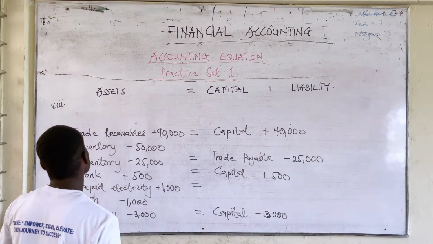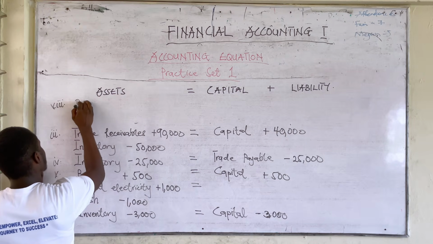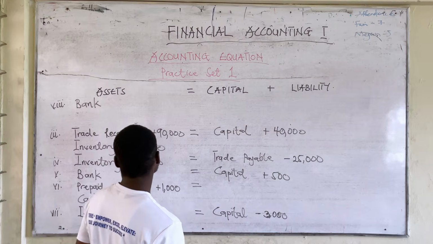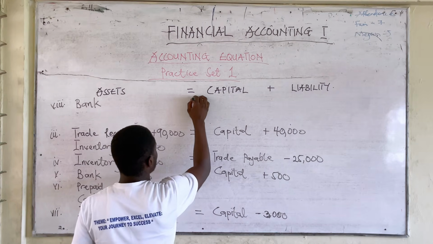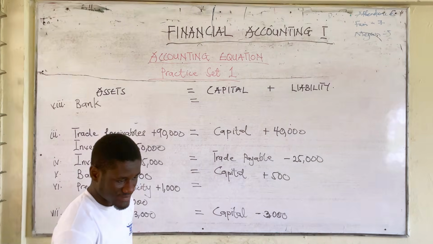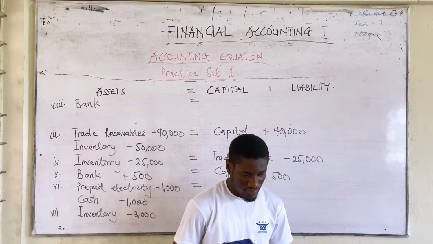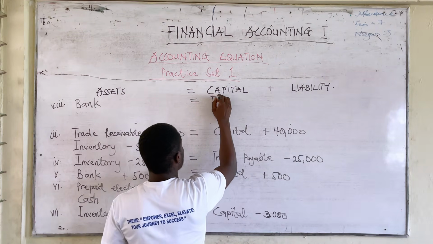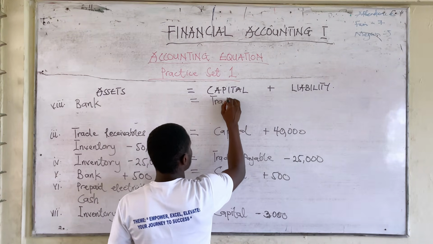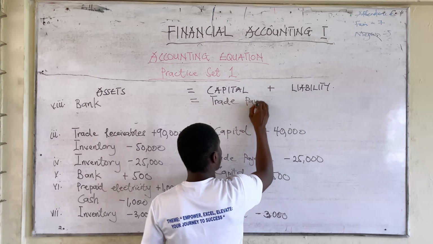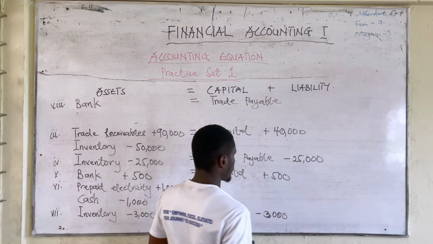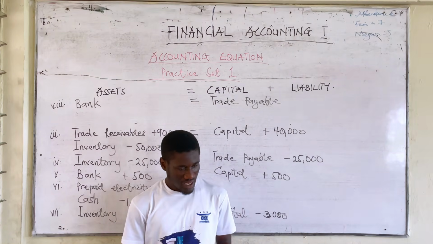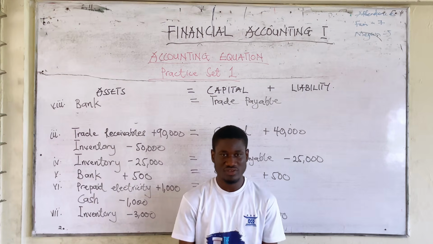Good. So we know that the bank is an asset. We have to know where the item is under. Okay. So the bank is an asset. Then we have trade payable. So trade payable is also a liability. Trade payable. Good. Now we will come and identify what is happening to the accounts.